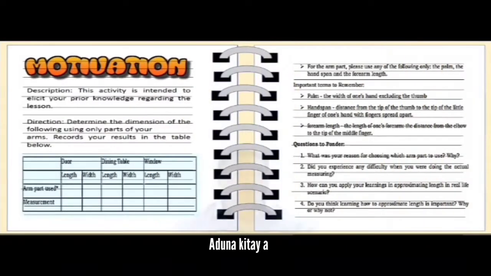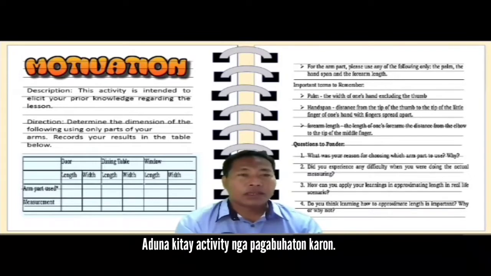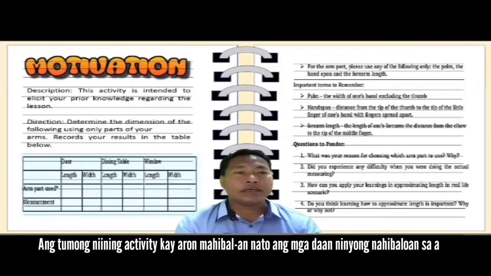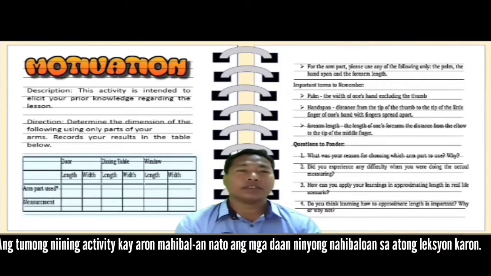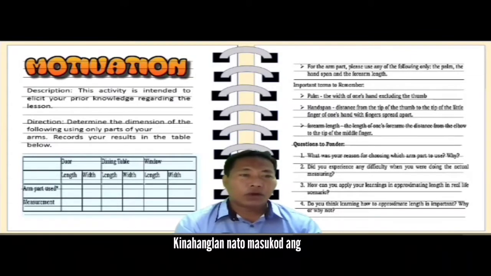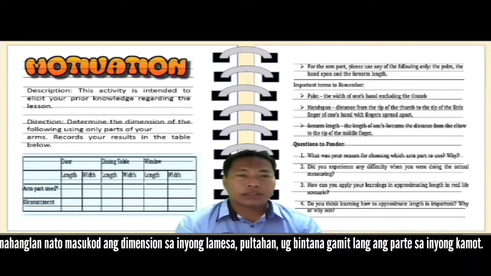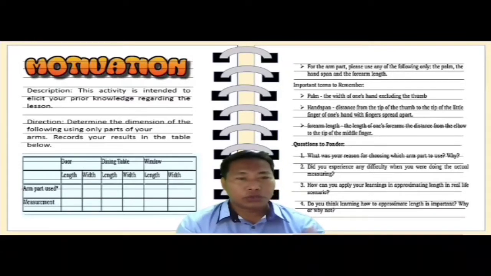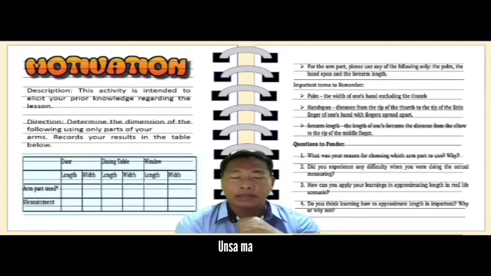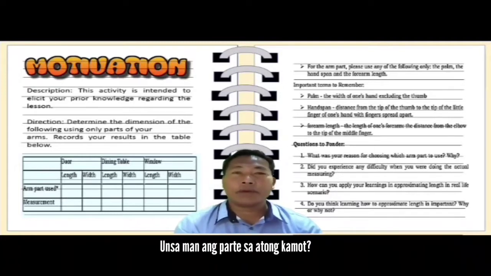We have here an activity. This activity is intended to elicit your prior knowledge regarding the lesson. Now, we have to determine the dimension of the following using only parts of your arms. We have here a table, but we are going to measure your door, the dining table, and the window. We are going to use the arm parts of our body. What are the arm parts of our body?